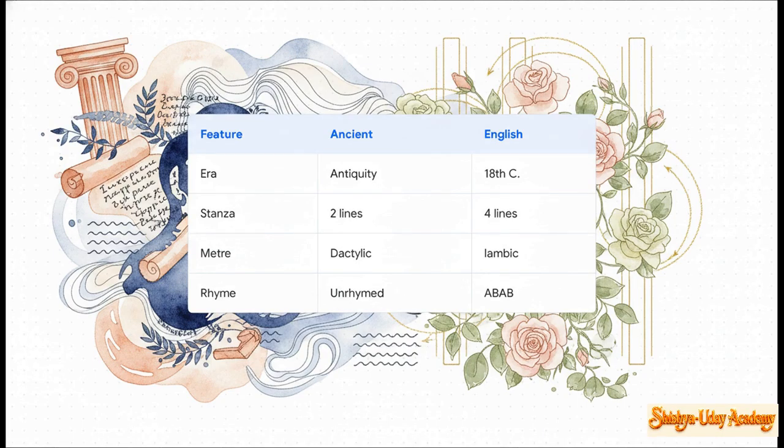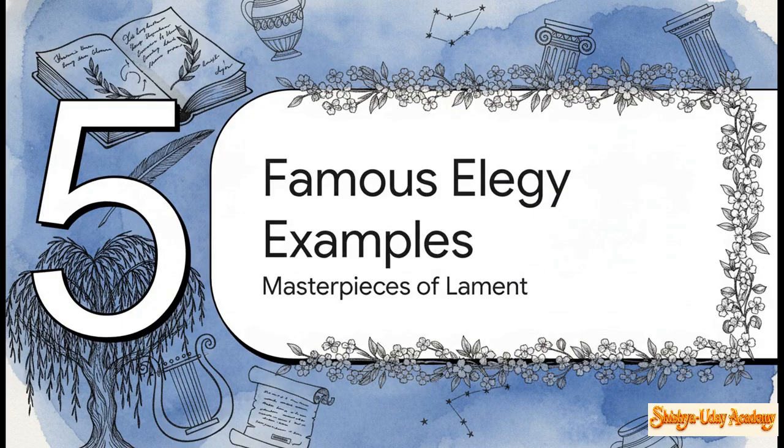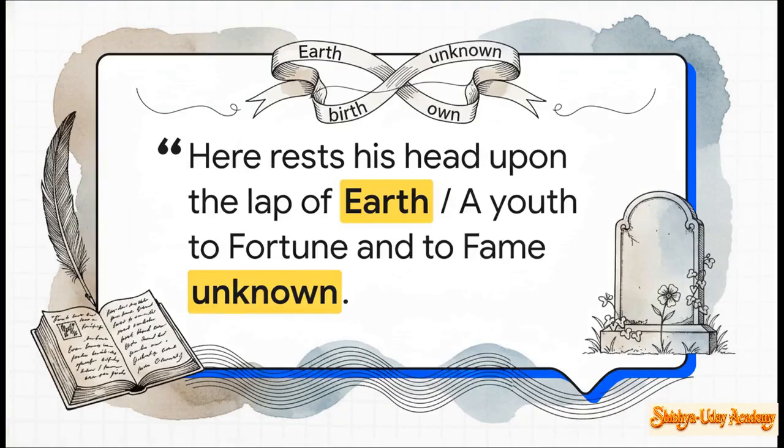Now, contrast that with the English elegiac stanza favored by the 18th century Romantics. We're looking at a 4-line quatrain written in iambic pentameter, so 5 iambs per line, locked into a strict ABAB rhyme scheme. Huge difference there structurally. Moving to section 5, famous elegy examples, masterpieces of lamentation. Let's hear what this actually sounds like with these famous lines from Thomas Gray.